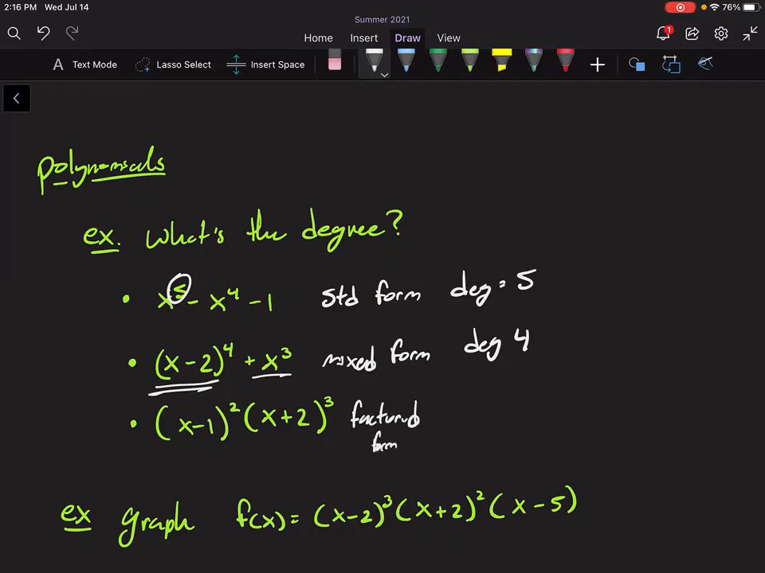Finally, we have a factored form. And here we sum up the degrees, the multiplicities. And so we get a degree of 5. So that's pretty good.